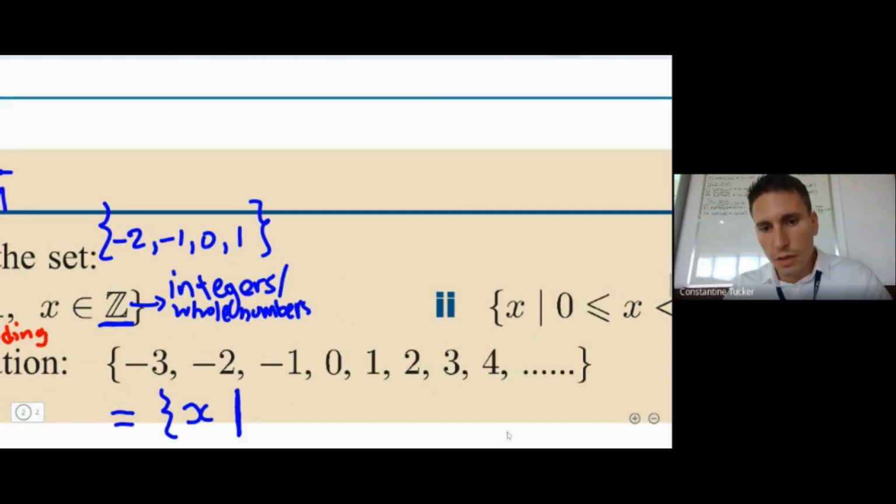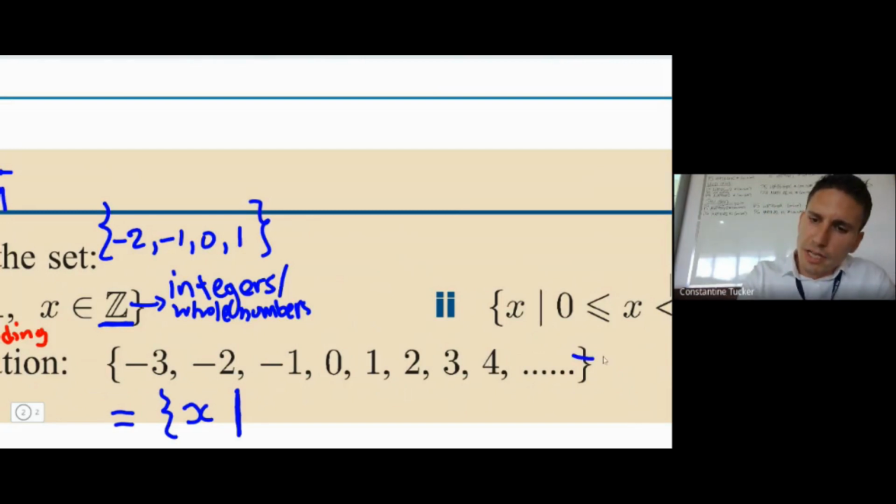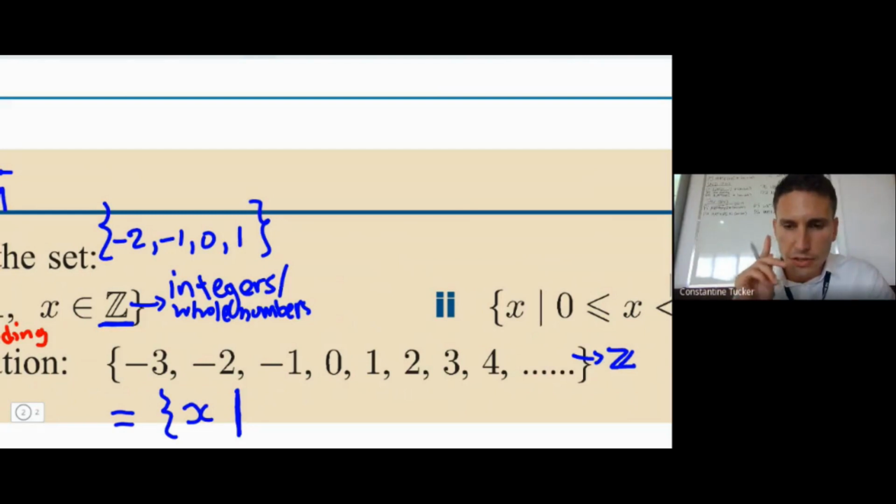And then after the vertical bar, you'll say, how do I rewrite this as an inequality? Well, firstly, what sort of numbers do we have? We have -3, -2, -1, etc. These are whole numbers. So the set I want to be using is Z, because that is the symbol for whole numbers, for integers. The second thing I notice is I start with -3 and I go up, but I never stop. I just keep going up forever.